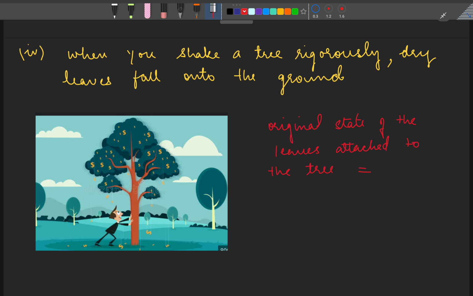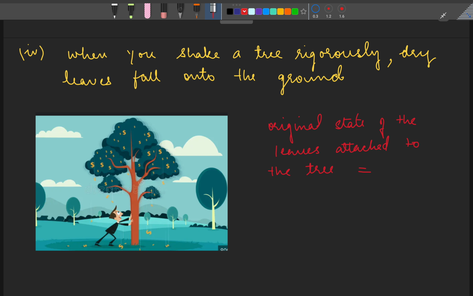When you shake a tree, you see this tree is giving out dollars, but I hope that's the case in real life also, but trees give us a lot of wealth, but not exactly currency, right? Anyway, coming back to the point, when you shake the trees rigorously, what happens? The dry leaves or the ripe fruits, they fall onto the ground.